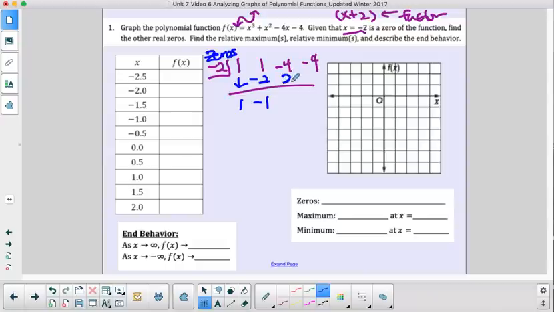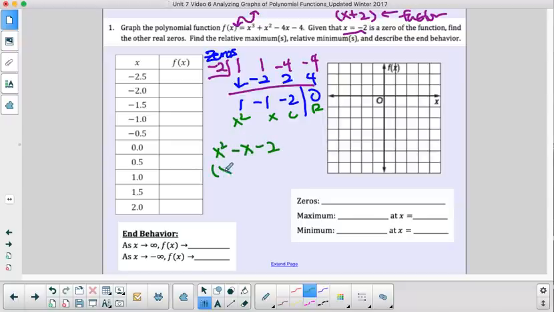This gives me +2, -2, +4, 0. So we were trying to find our other zeros. So this is my remainder, my constant, my x squared. So I would have x squared minus x minus 2.